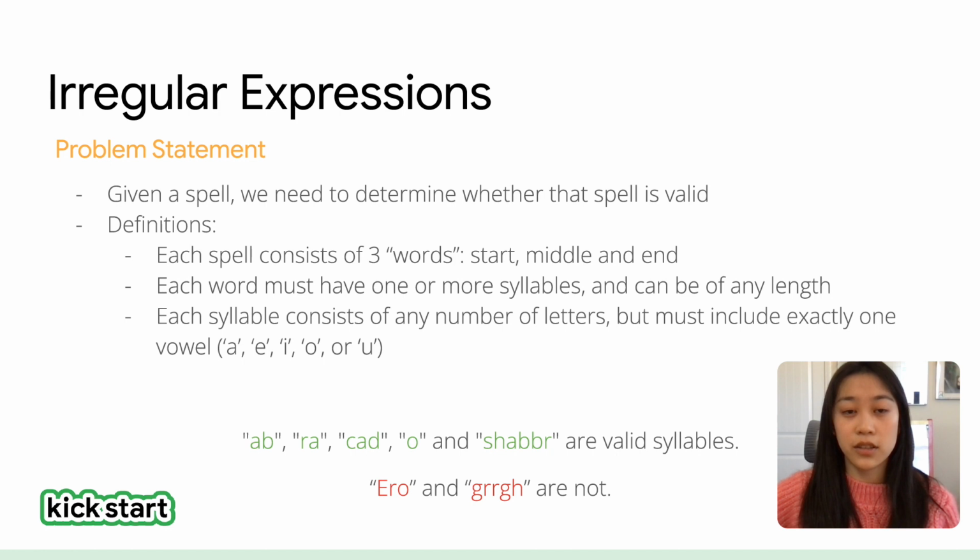A syllable is a string of letters that includes exactly one vowel, and the vowels are A, E, I, O, and U. Note that Y is not a vowel here. So here are some examples of valid and invalid syllables. We see that if the string has 0 or more than one vowel, it's an invalid syllable.